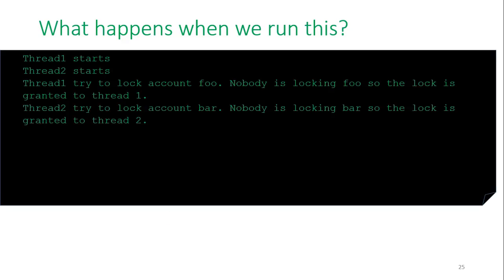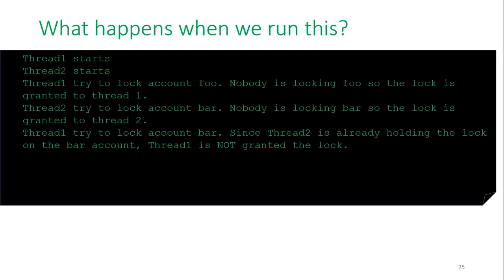Then thread 2 is going to try to lock the second account, the account bar. Again, nobody is locking that account so far, so the lock is granted. So thread 1 is trying to go from foo to bar, and thread 2 from bar to foo. The first step for each of them is to acquire the lock of their source account. And since they are using two different accounts, there's no problem. This happens in parallel without any sort of contention.